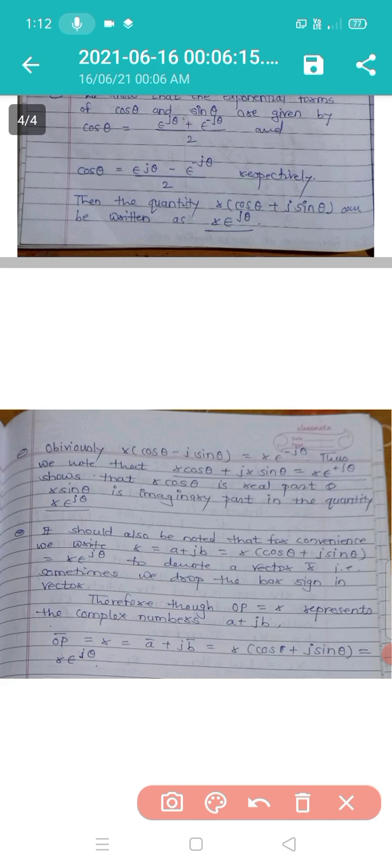This is regarding the representation of complex numbers. Okay. In this class we studied what complex numbers are, their real part, imaginary part, how they are represented, and the values of the j operator.